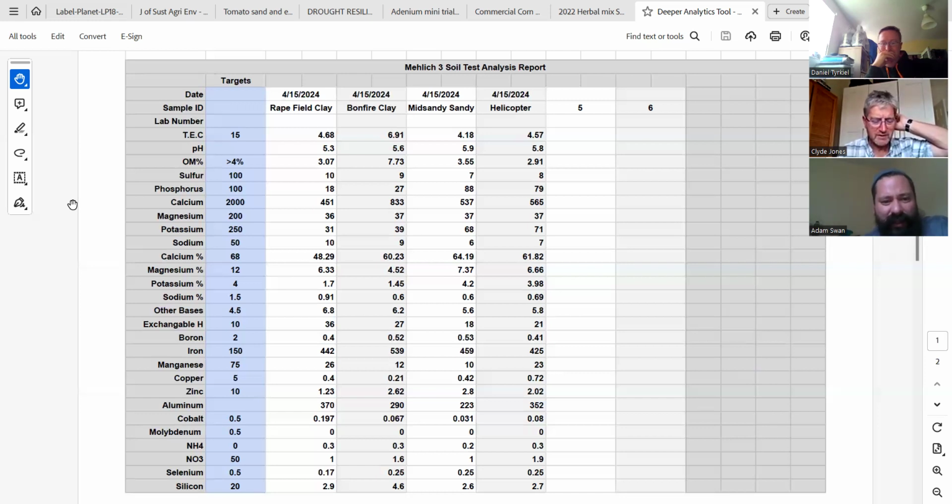Bonfire is the one that grows the most grass for some reason. Well, it's got the highest calcium on this test. Yes, that's pretty significant. And the others are sort of underwater. The ones that aren't dry are still underwater now. So, not great.